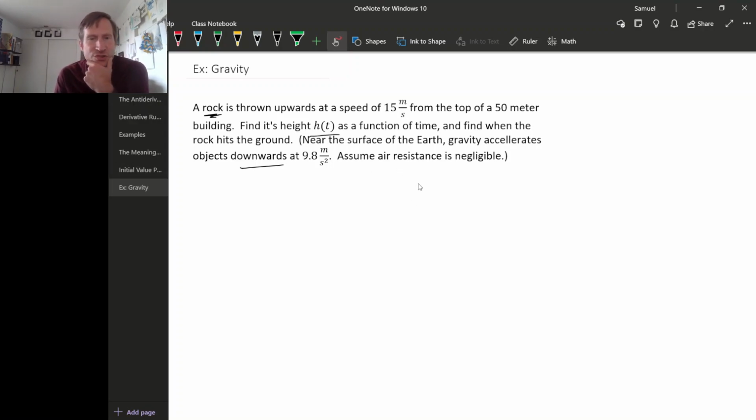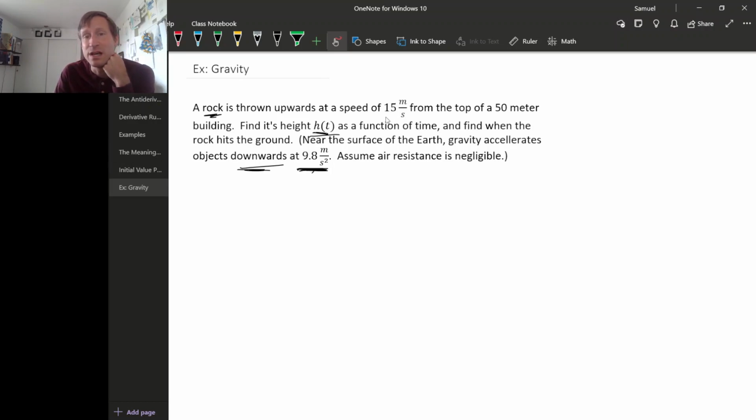All right, so what we need to do is somehow relate the function that we want, h of t, to what we know about how the rock moves. And we know two things. First of all, the acceleration of the rock is 9.8 meters per second squared, and that's downwards. And this is constant, right? The only force acting on this rock after we throw it, since we're ignoring air resistance, is gravity, so this acceleration is going to be constant.